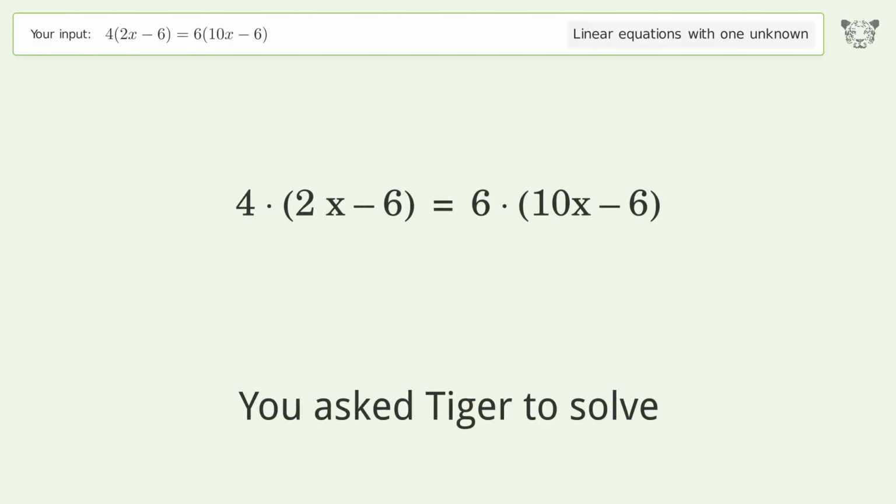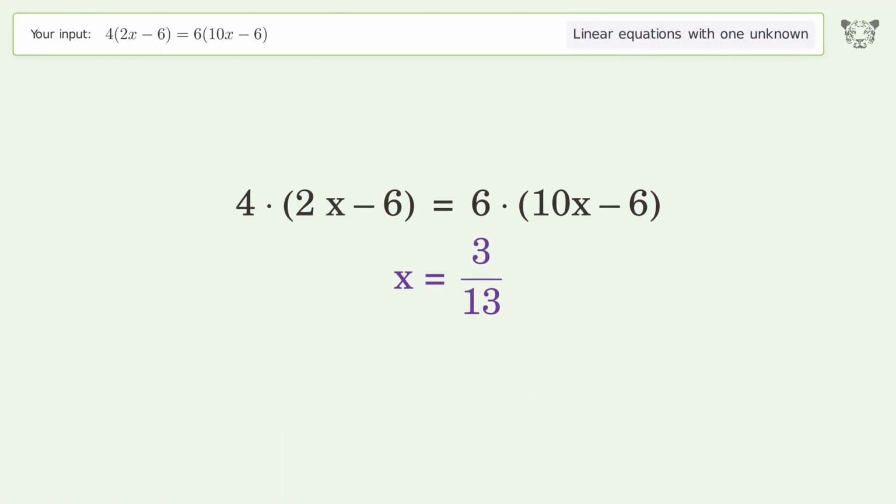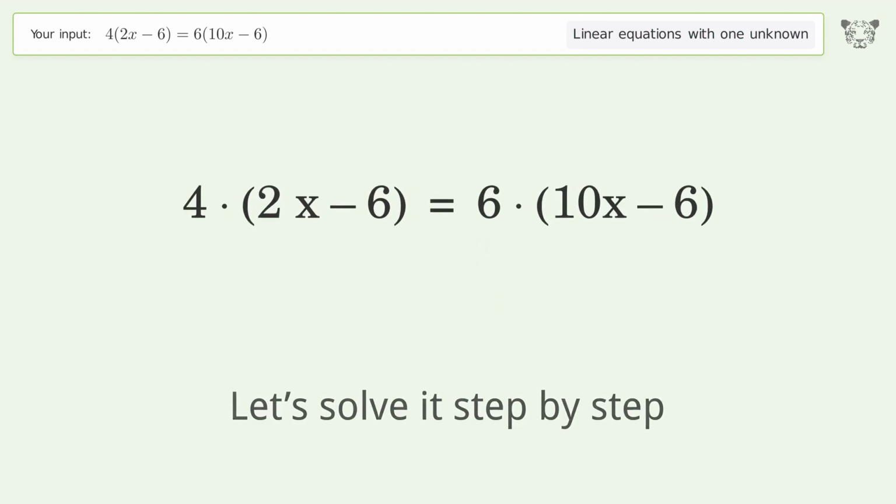You ask Tiger to solve this. This deals with linear equations with one unknown. The final result is x equals 3/13. Let's solve it step by step.